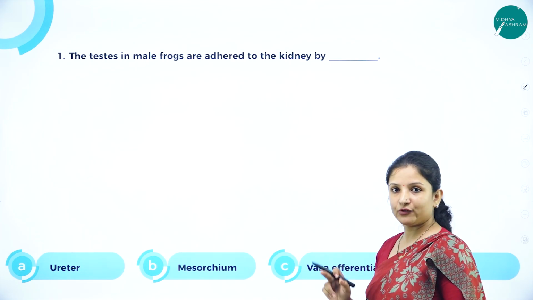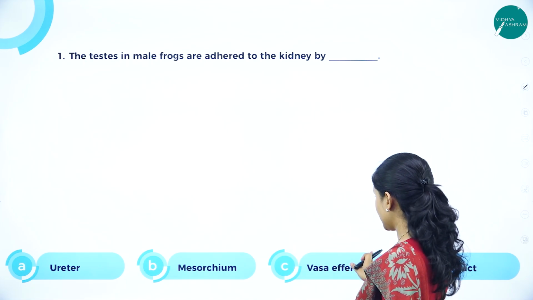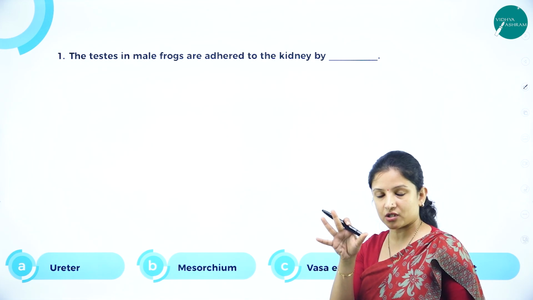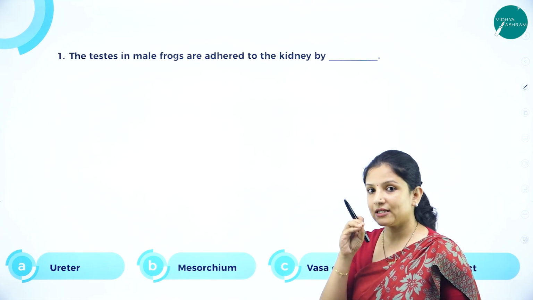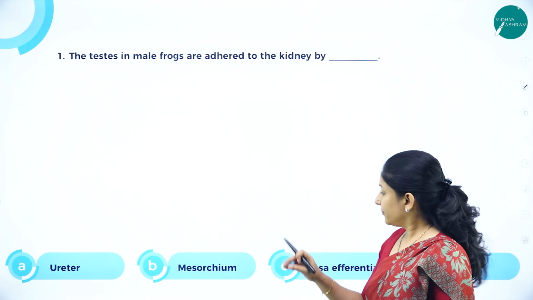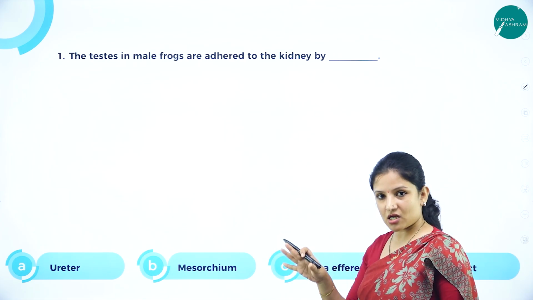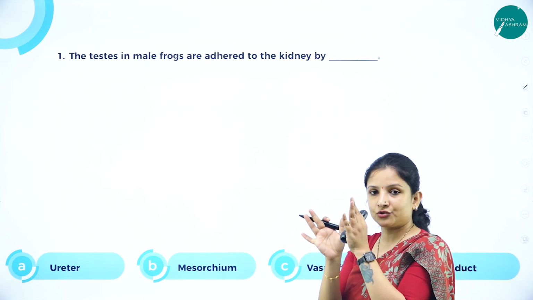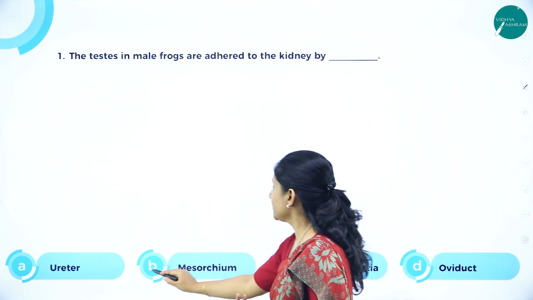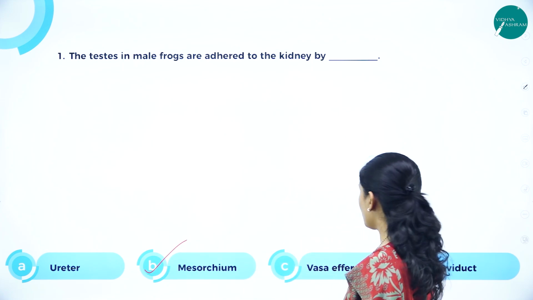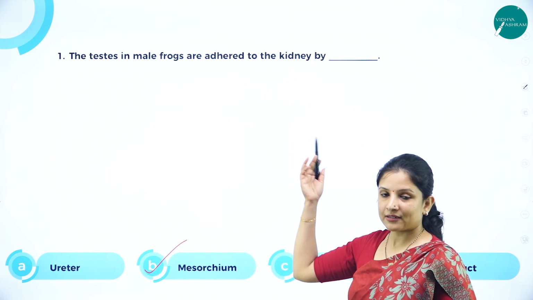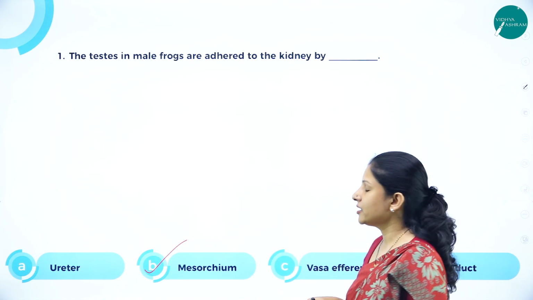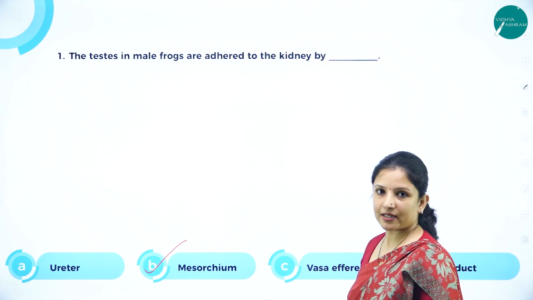Now, don't get confused between mesorchium and vasa efferentia. Vasa efferentia are 10 finger-like structures that connect to the Bidder's canal. But the mesorchium is the structure which connects the testis to the kidney or helps the testis adhere to the kidney. So the mesorchium is the right answer here. The oviduct has nothing to do with the testis. It is related to the female reproductive system, so that option can be eliminated. So option B is the right answer here.